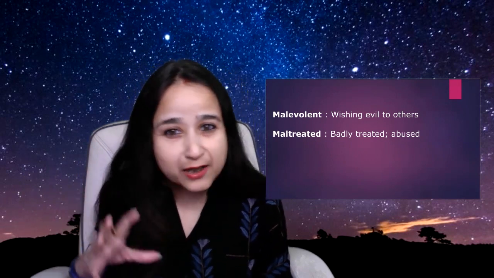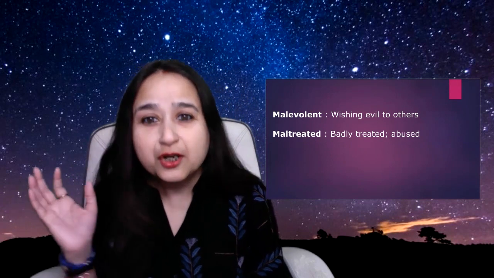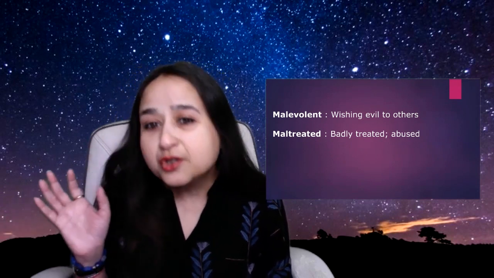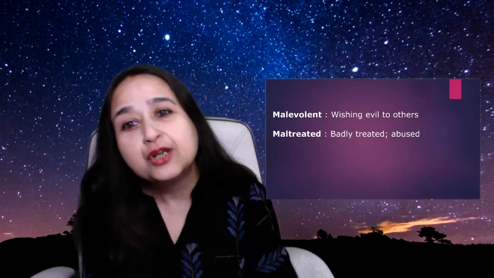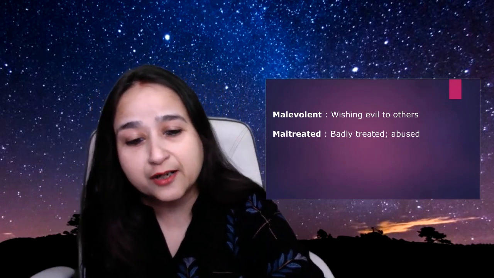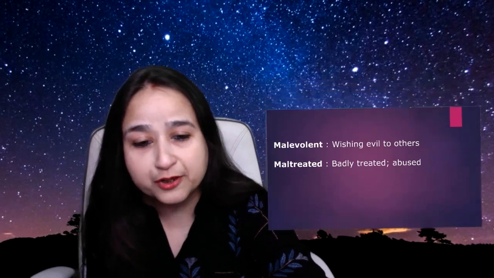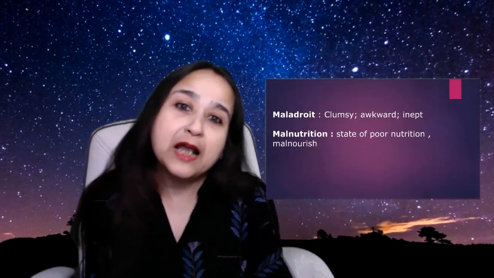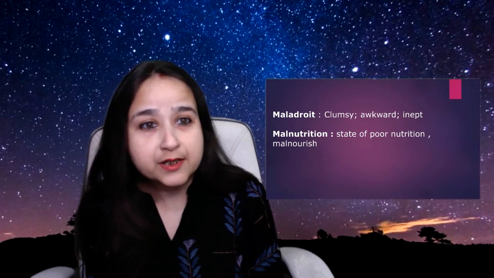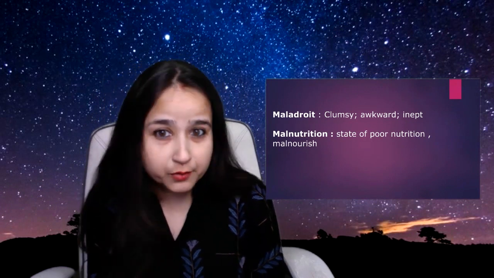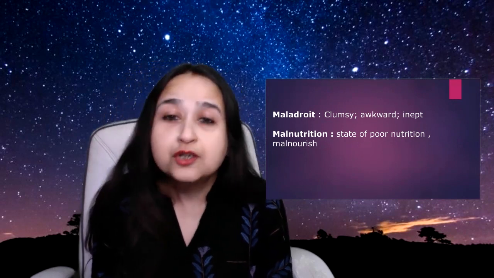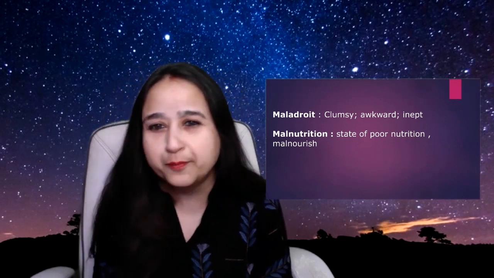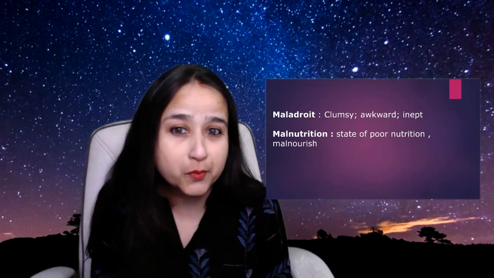Maltreatment. Now maltreatment, malnourishment, you know all of these words. So treating somebody badly, abusive in nature, etc. So that kind of treatment, that kind of behavior will be maltreatment. Then maladroit. Now adroit means skillful. A person who's smart and skillful in his work is adroit. So maladroit is a clumsy, awkward person who's not very great with his work.